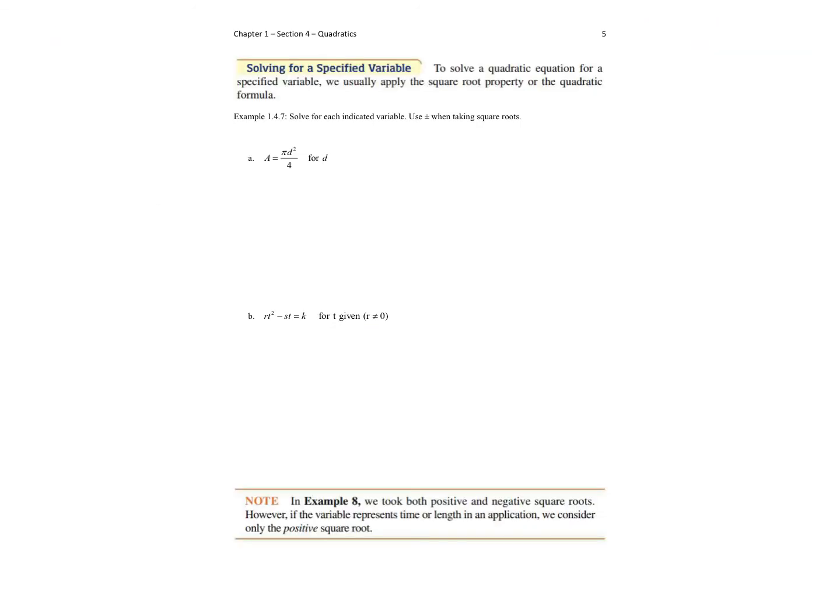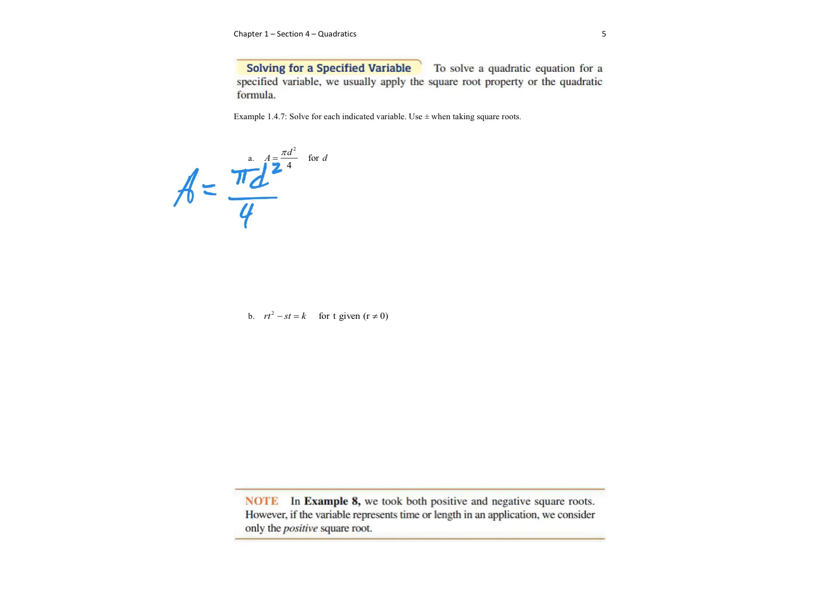Last thing about quadratics, let's see how we can solve for a quadratic variable from different equations. And we're going to use the same methods we saw when we solved these quadratics earlier. So example A here, we're going to solve for d, and we're going to use the square root method. So A equals pi diameter squared over 4. This is the area of a circle based on the diameter. Many of you are used to the radius formula, but this is the same thing from the diameter.